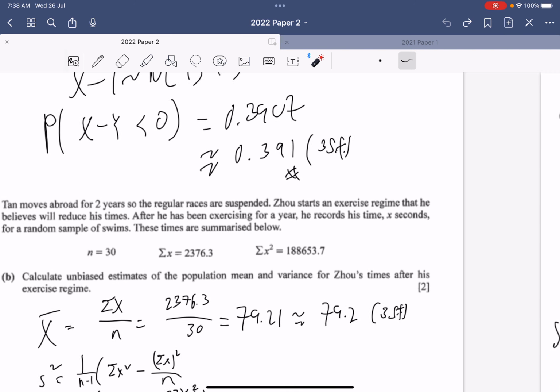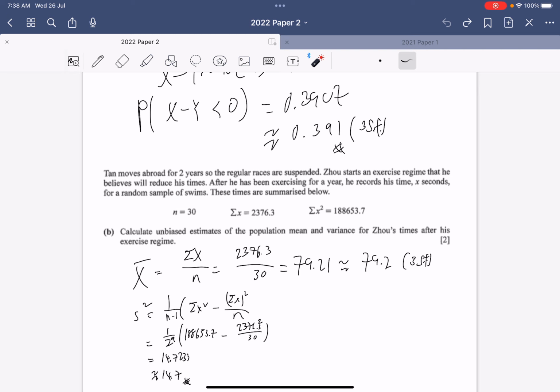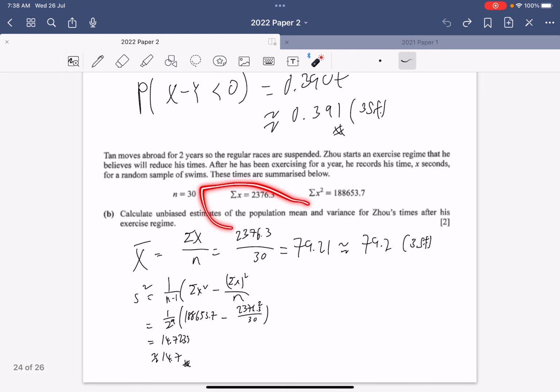Now, they give you a scenario where you move away and you come back and check, and we are supposed to find the unbiased estimate of the population mean. This is really saying the unbiased estimate of the population mean is x bar. So x bar is given by the sum of x over n. They give you the sum of x already, divided by n, and you get 79.2.